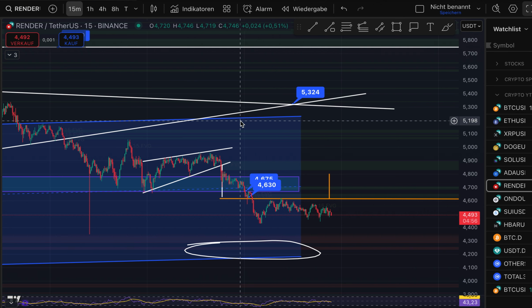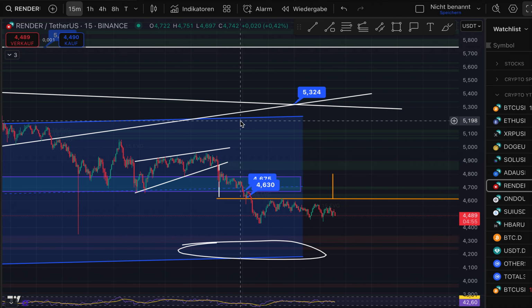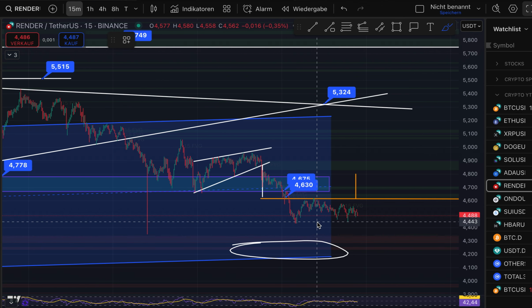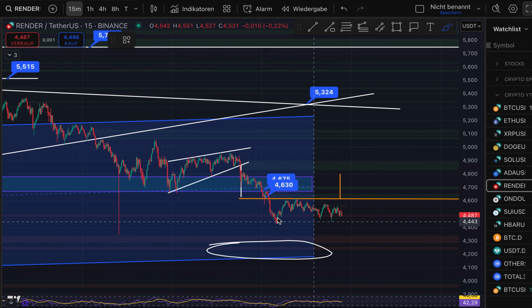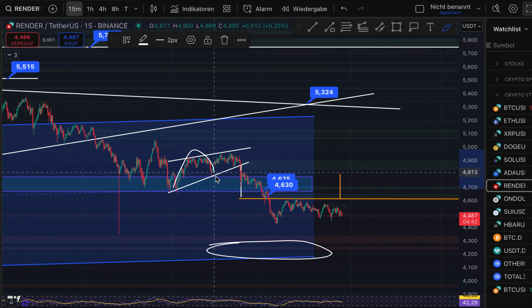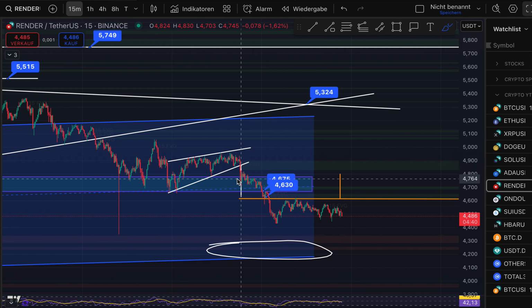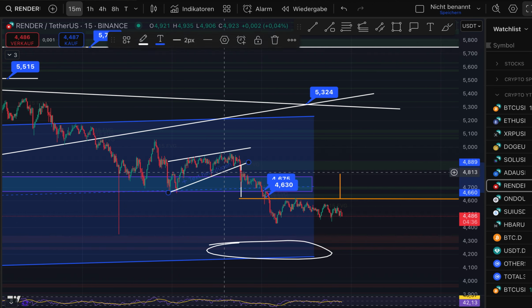So let's get to Render. I think we have predicted Render pretty well, but it's still, I would say, difficult to trade at the moment. We have said here, rising wedge, broke to the downside, target got hit, so I can take this one out.